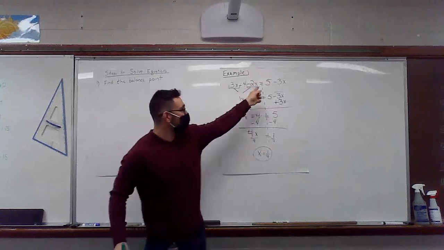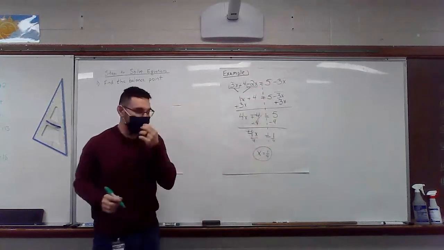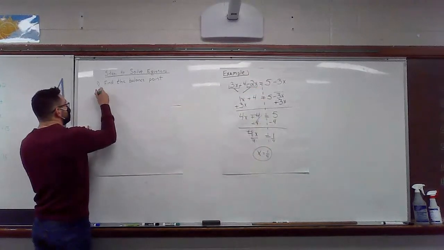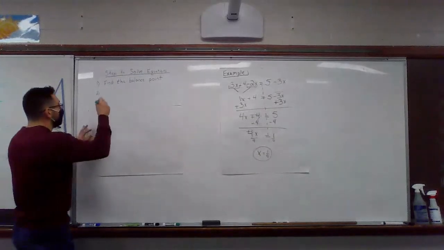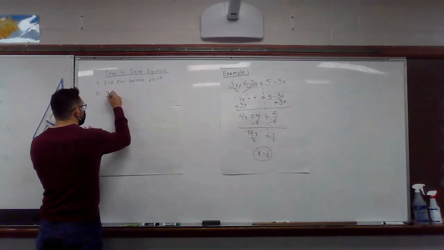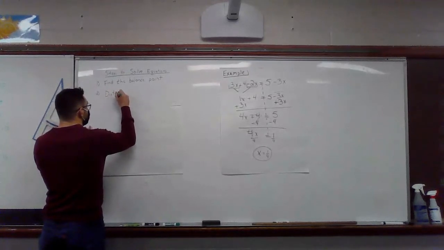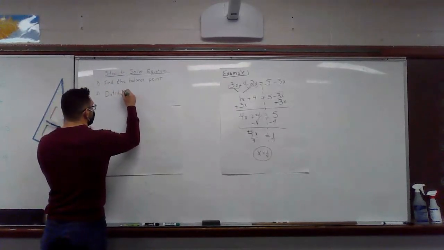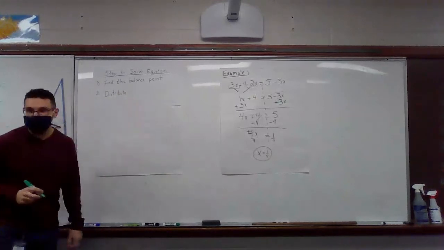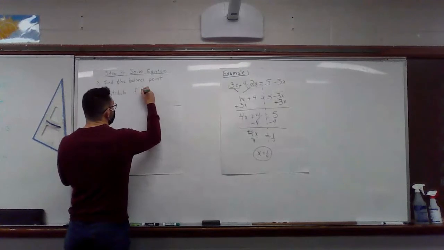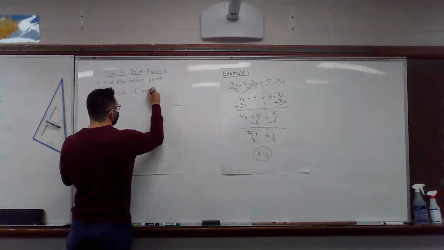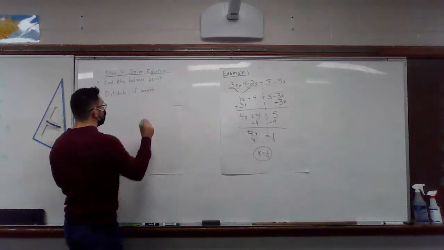Step 1, find the balance point. I certainly did that, right? Okay. Step 2 always happens next. It is distribute. But I'm going to put a comma. We don't always have to. We distribute only if needed.